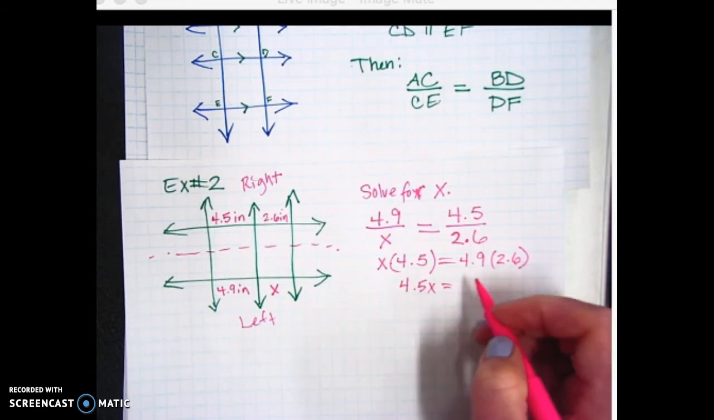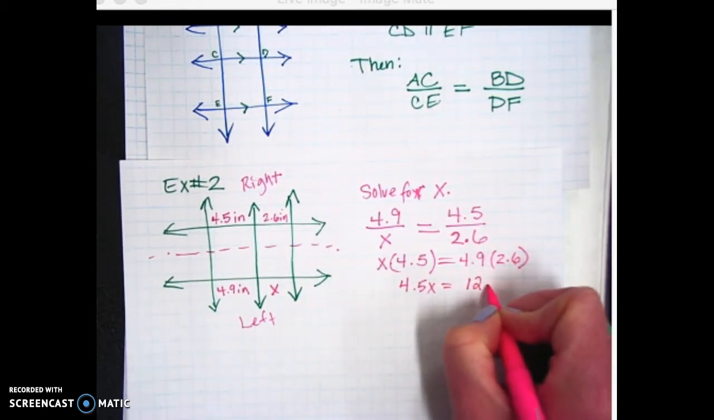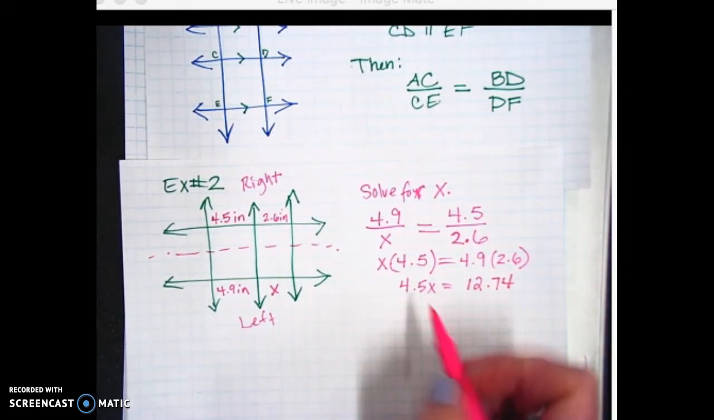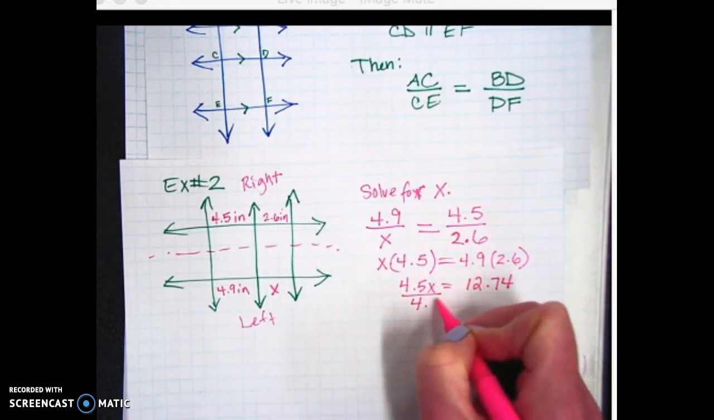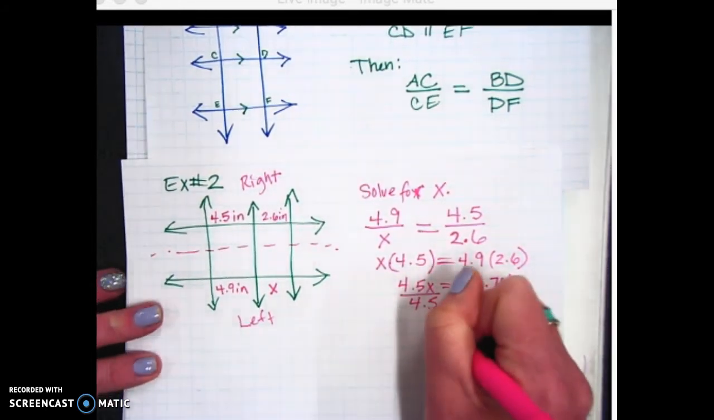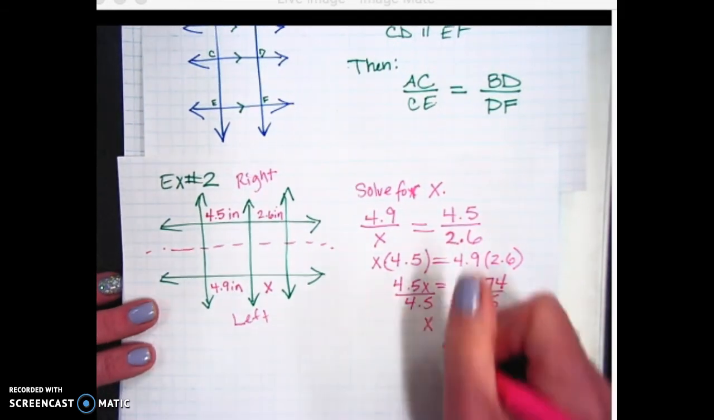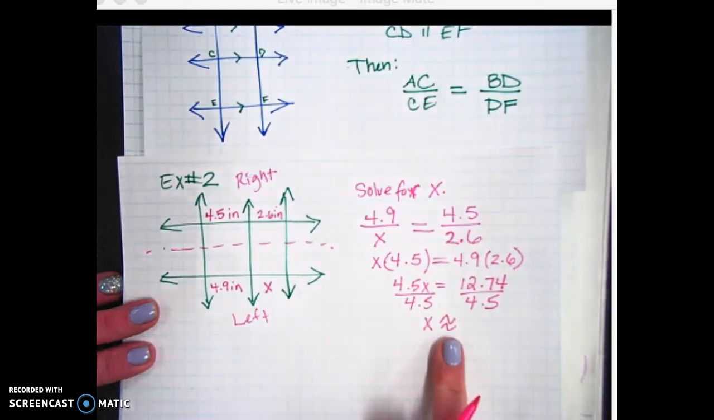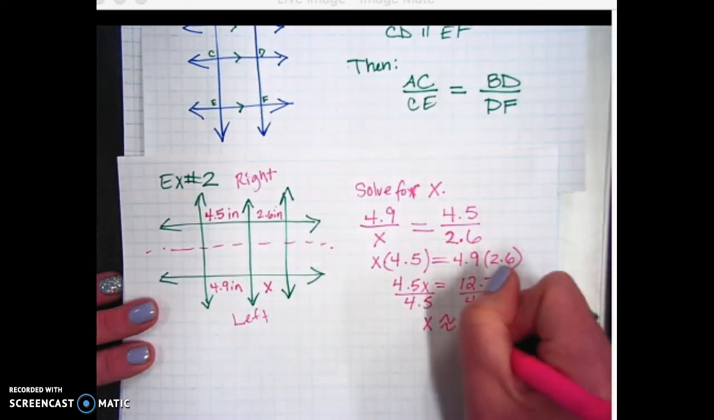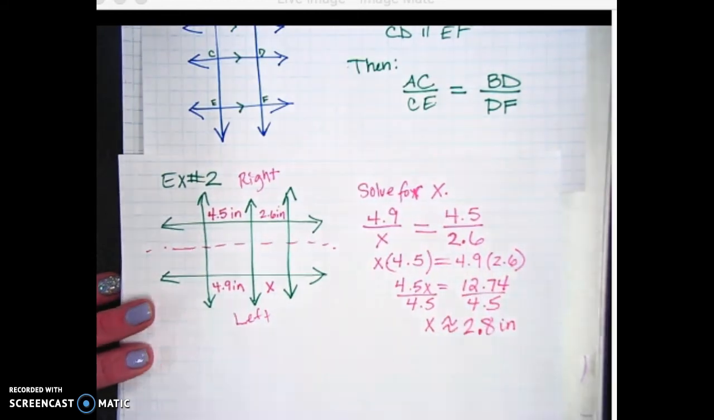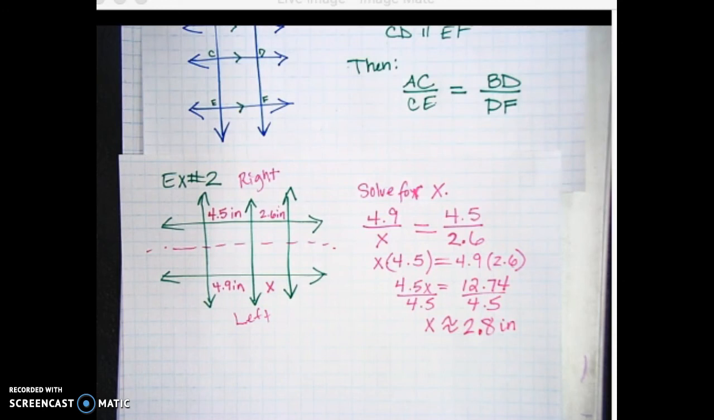And then punch that in the calculator. I got 12.74. And then the inverse operation of multiplying by 4.5 is dividing by 4.5. And I had to approximate because it gave me a bunch of numbers all across the calculator. So I switched from a regular equal sign to that little wavy equal sign because I'm going to round to 2.8. And this one was in inches. Okay. Any questions on example 2?